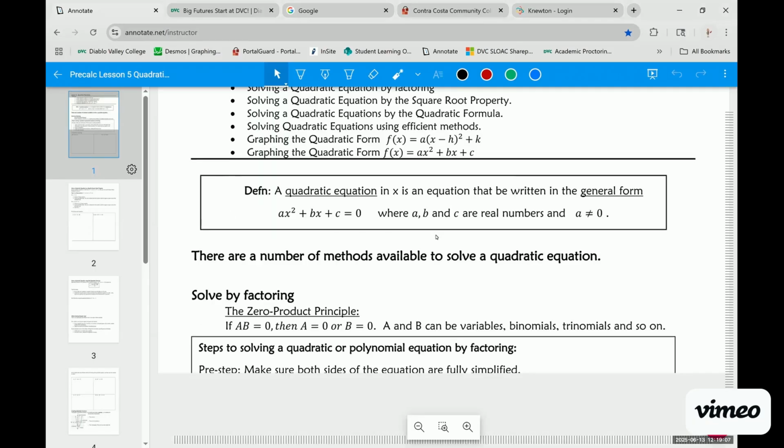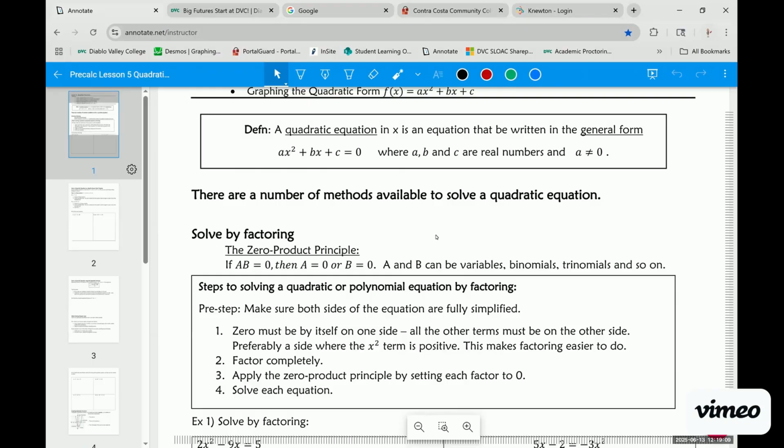It will help us to know what a quadratic function or a quadratic equation is. A quadratic equation in x is an equation that can be written in this general form: ax squared plus bx plus c equals 0. At this point, it's written as an equation and not a function. It would just be equals f of x if it was a function. And this is where a, b, and c are all just numbers.